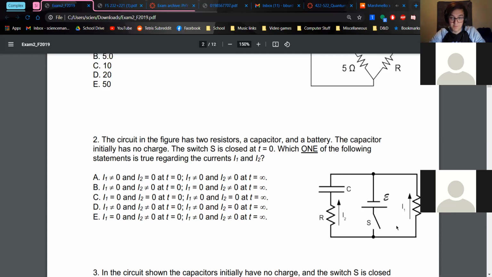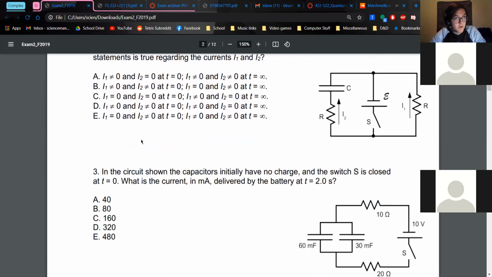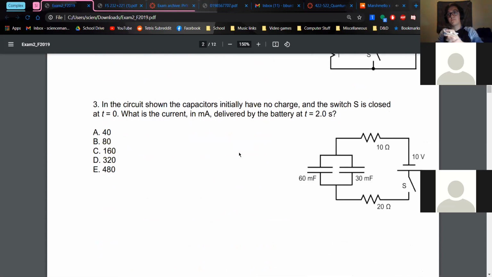So I2 is going to be 0, but I1 is non-zero, right? Because there's nothing stopping the current going through this loop. So if we have that, that means that I1 is non-zero. We have that right here, and I2 is 0, which is what we have. So D is the correct answer here. So good job, everyone. Looks like everyone who said something in chat was correct. So yeah, awesome. Very good.